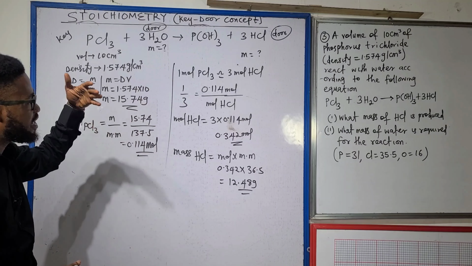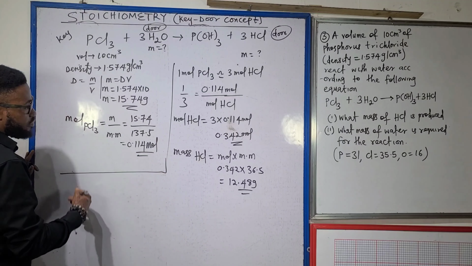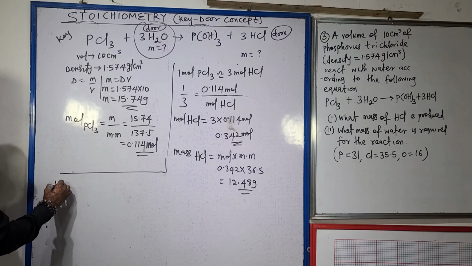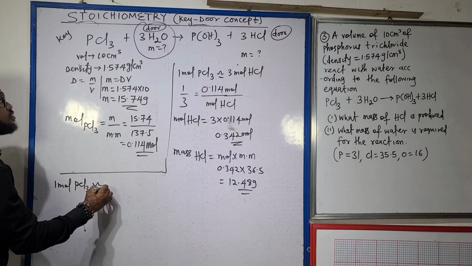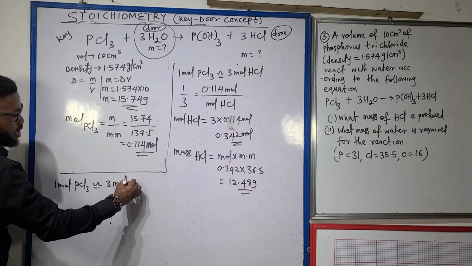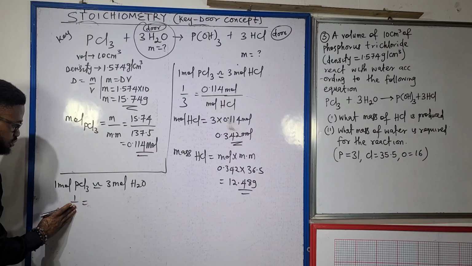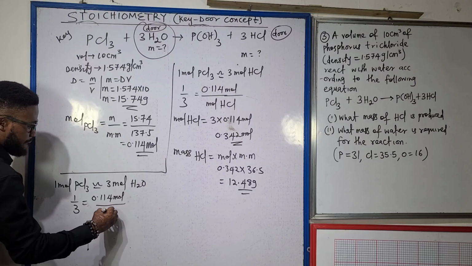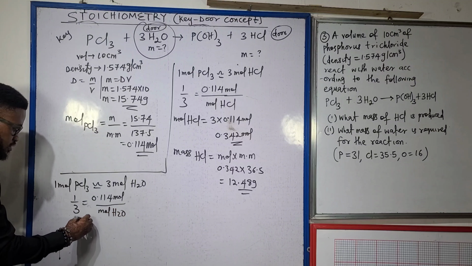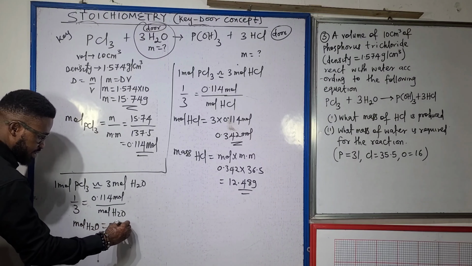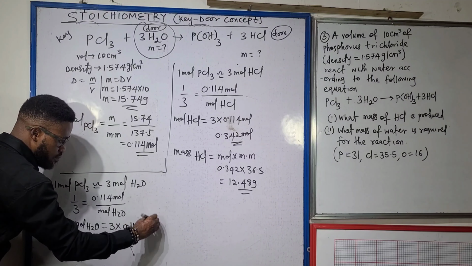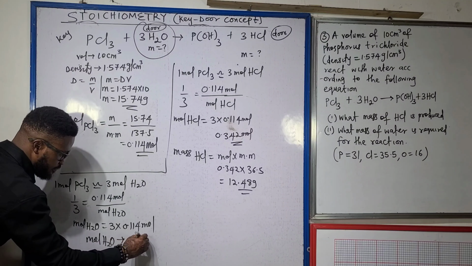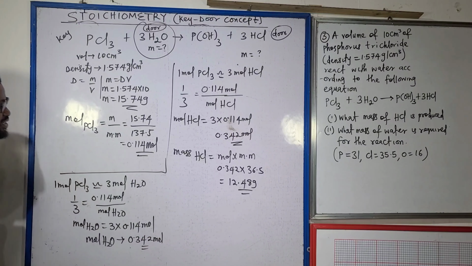So I was supposed to look for the mass of water. If I am to look for the mass of water and I go the same way, I want to use this to unlock this water that I have here, then what that will mean is 1 mole PCl3 is stoichiometrically equivalent to 3 moles of water. So saying 1/3 equals 0.114 mole divided by mole of water. So my mole of water is still the same thing as 3 times 0.114 mole. And that way, mole of water will give me 0.342 mole.